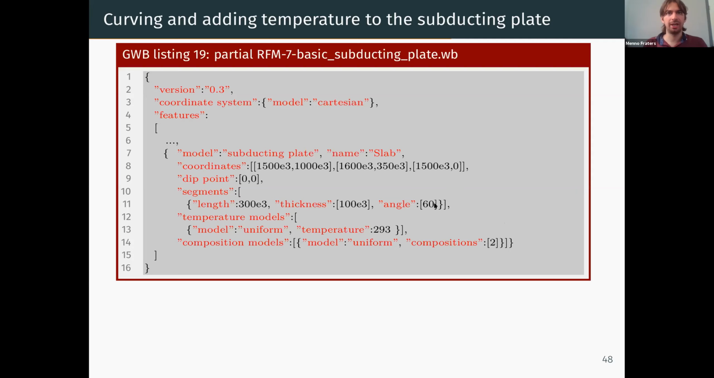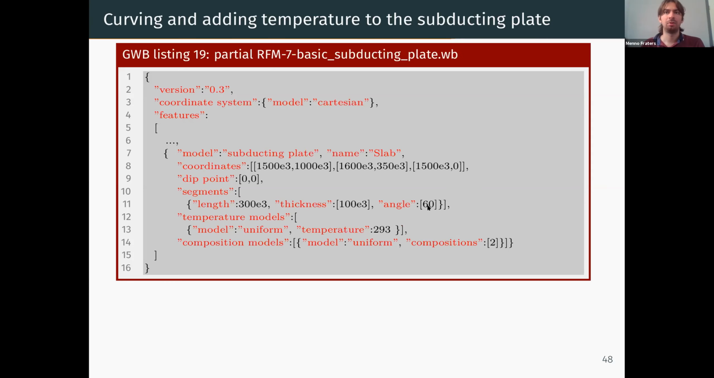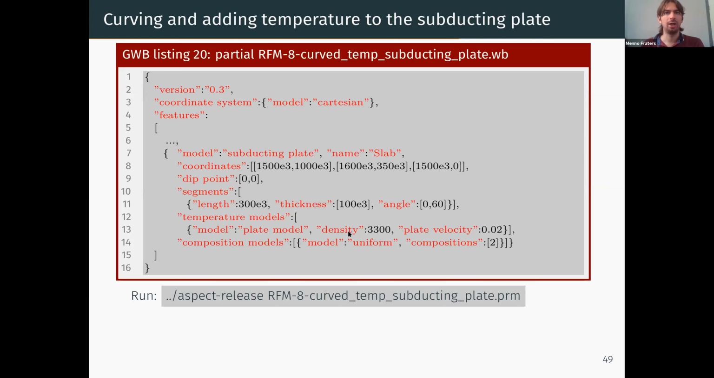So there are two things we're going to do. Just to repeat, we're going to add a second angle. We want to start at 0 degrees and go to 60 degrees, so we have a nice curved slab. That's what we want to start out with. And we want to have a more interesting temperature. Just for your reference, you see a difference over here. We add just a 0 comma before it, and here we change it from uniform to plane model. It requires a density, and it requires a plate velocity. There are more parameters, but this is the minimum you will need.